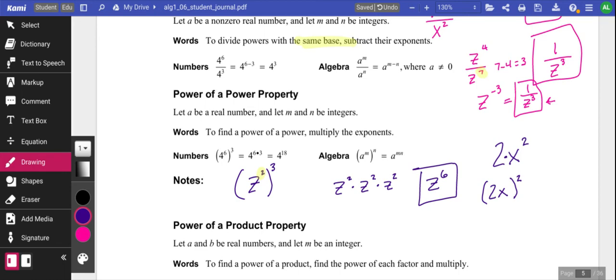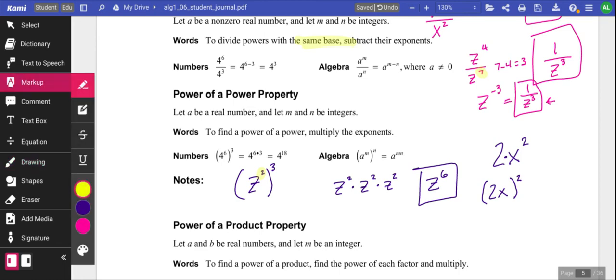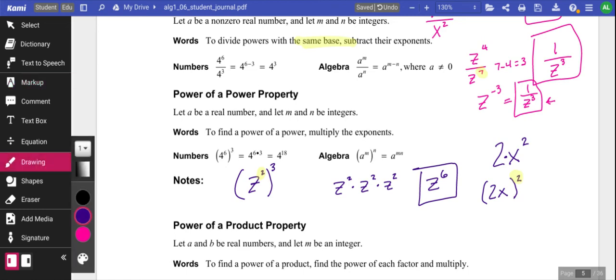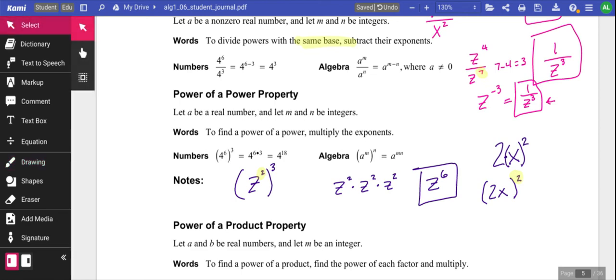When you have parentheses and then a power on the outside, everything in the parentheses is being taken to the power. Otherwise, it's just what's right next to it. Here, it's just that x being taken to the power. It's not really part of this property, but it's one of the biggest mistakes I see all the time with exponents. I just want you to be careful about that.